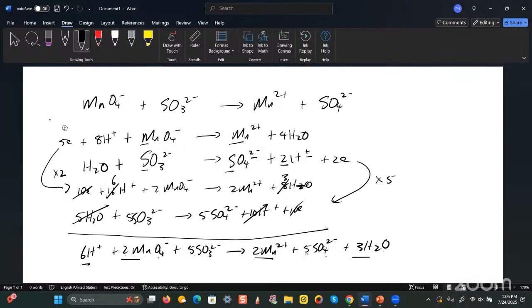And then the charges. Let's see what the charges are on the left side. We have plus 6 for the 6 hydrogen ions, minus 2 for the permanganate, and minus 10, right? So that's equal to what? 6 minus 2, that's plus 4. 4 minus 10, that's minus 6. And then on the product side, we have plus 4, 2 times plus 2, minus 10. So that gives you minus 6. So the charges are balanced as well. So we can be confident that this is the final answer.